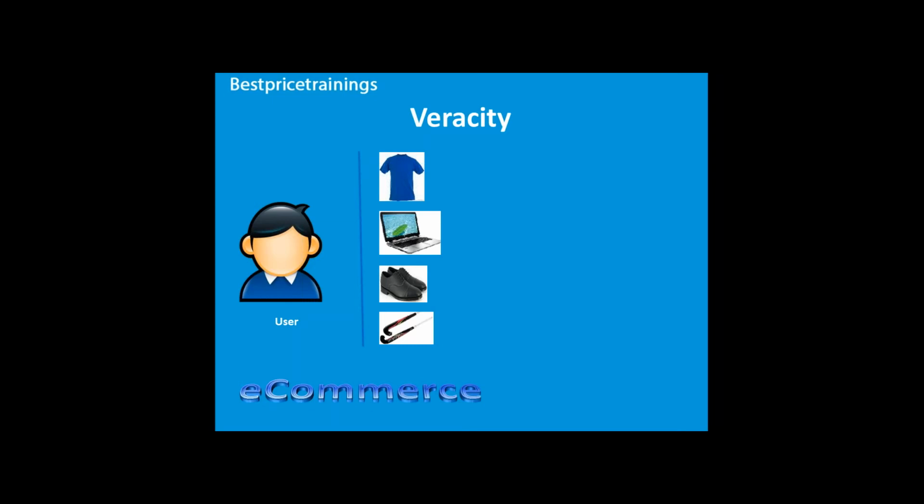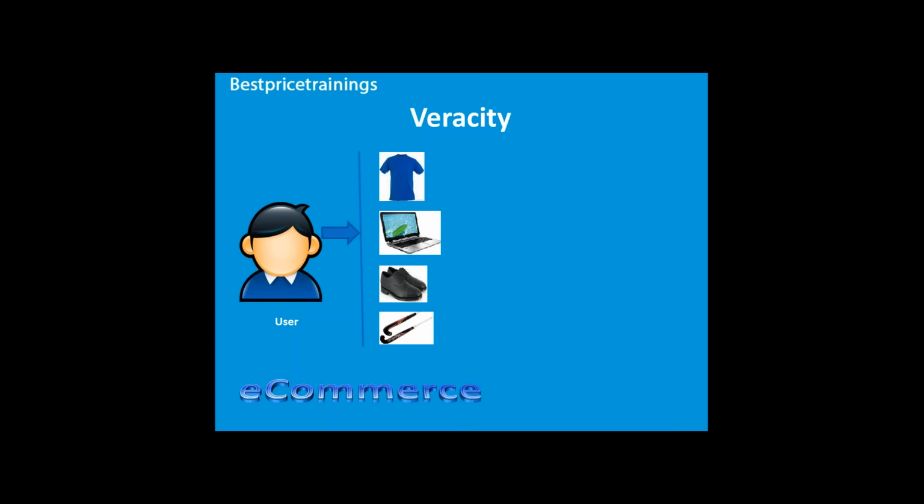Let's take an example of e-commerce here. Let's say for the first time a user logs into the e-commerce website. He might see a lot of different products like clothes, computing items, some kind of shoes, some kind of sports items and so on.